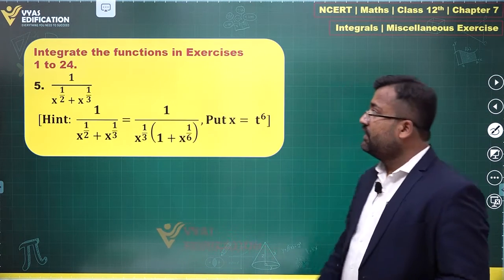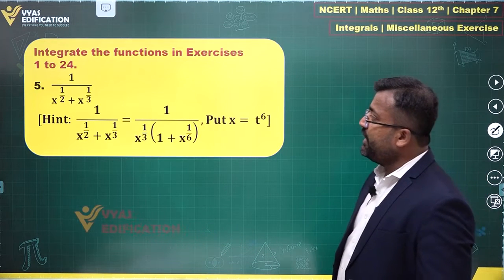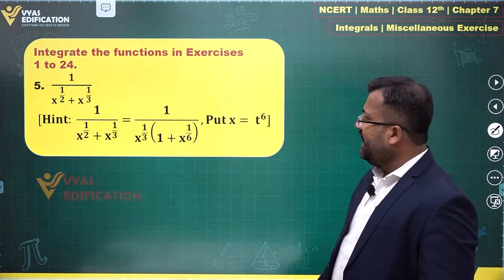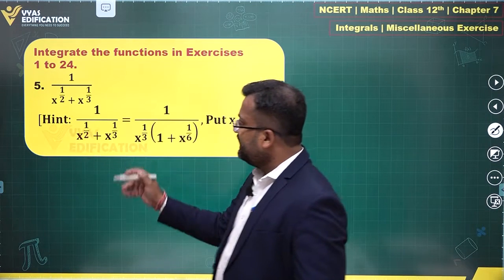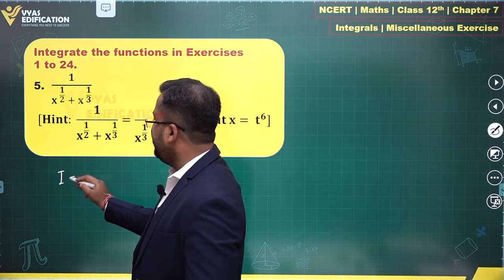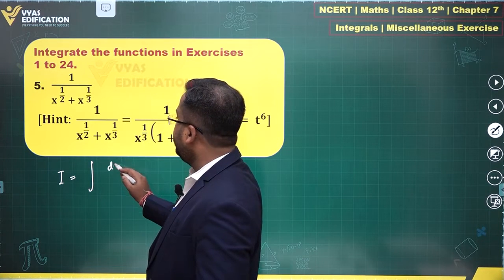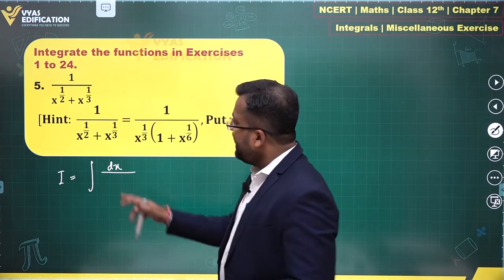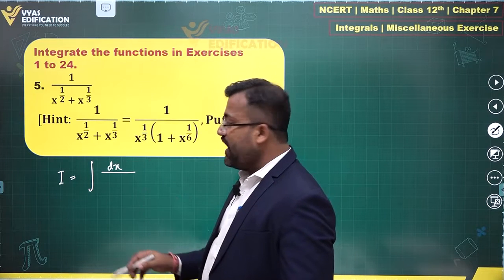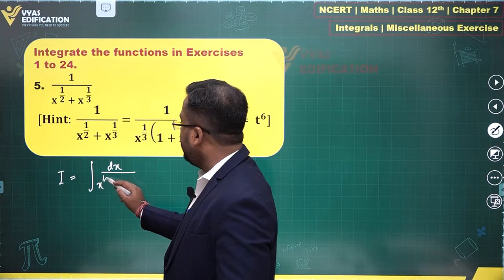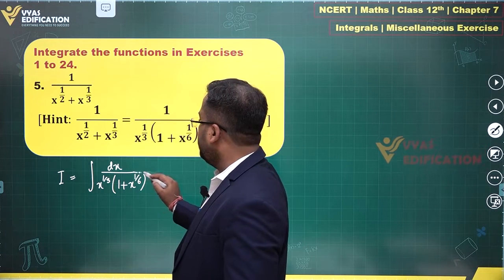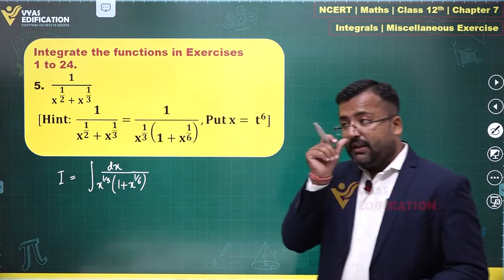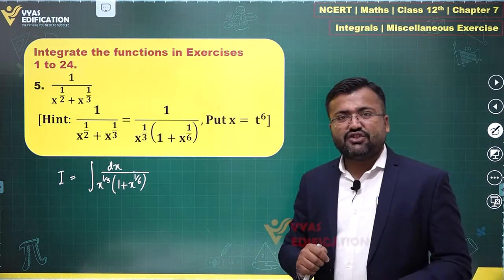In the fifth question, we are given 1 upon x power 1 by 2 plus x power 1 by 3, and there's some kind of a hint also given over there. So let's see, the steps involved are pretty interesting and they are already mentioned over here. So once I can write this as this, what do I have? I have x power 1 by 3 times 1 plus x power 1 by 6, okay. And now this power 1 by 6 is actually the issue.